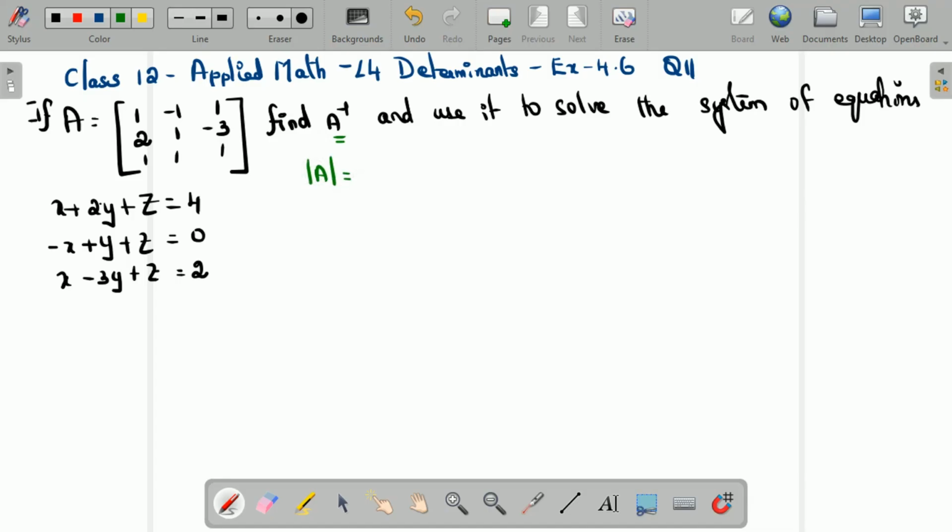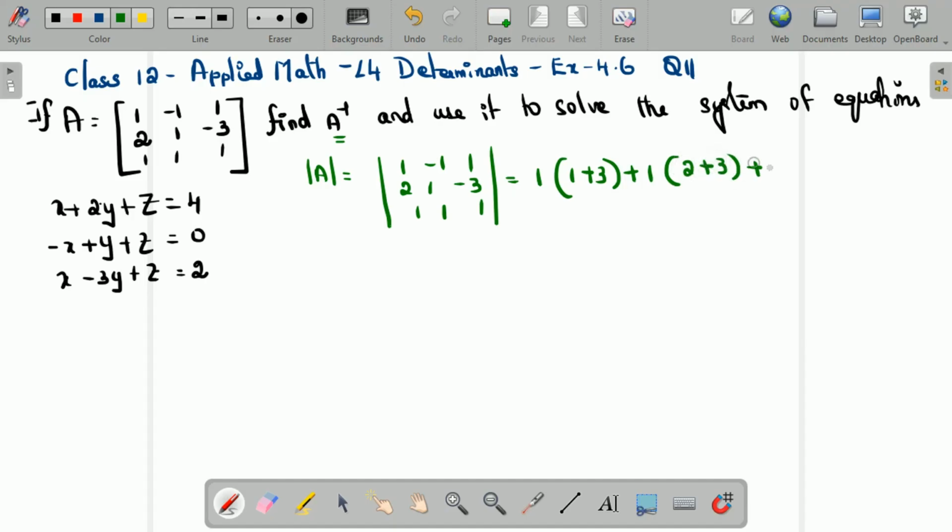So this is going to be equal to the determinant of 1, minus 1, 1; 2, 1, minus 3; 1, 1, 1. So let's expand along the first row. So 1 into 1 minus of minus 3 is plus 3, plus 1 into 2 minus of minus 3 is plus 3, plus 1 into 2 minus 1. So if you evaluate, this is 4, this is 5 and this is 1. So adding up you get to have 10.